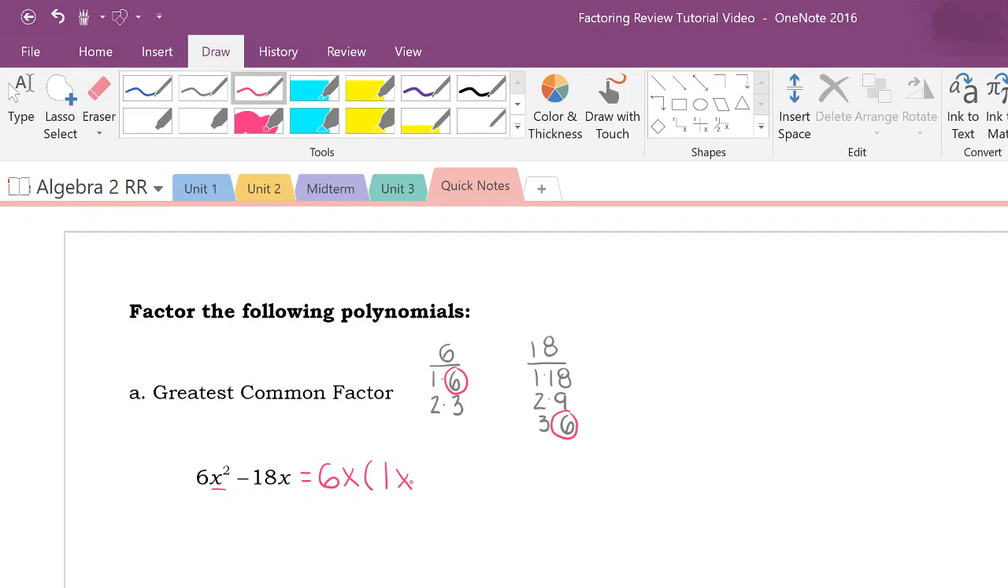I then move on to my next term, negative 18x. Negative 18 divided by 6 is negative 3. I had 1x, but I took it out to the front. So our factored form here is 6x times x minus 3.